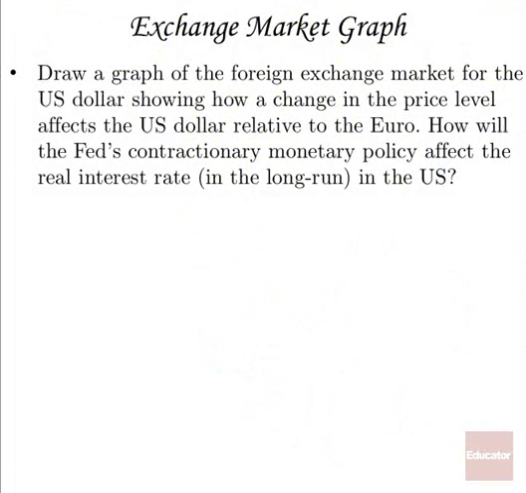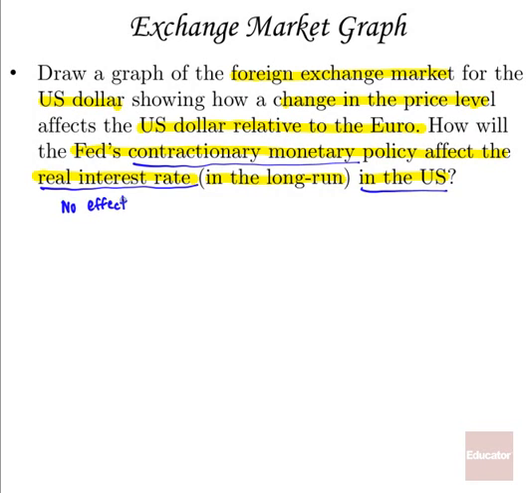Now let's take a look at the exchange market. Draw a graph of the foreign exchange market for the US dollar, showing how a change in the price level affects the US dollar relative to the euro, and how will the Fed's contractionary monetary policy affect the real interest rate in the long run in the US. Now let's actually answer the second part first. How will the Fed's contractionary monetary policy affect the real interest rate in the long run in the US? And the answer to this is no effect in the long run.